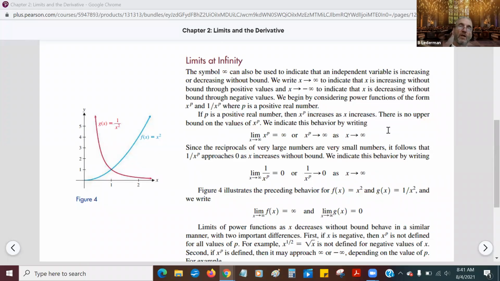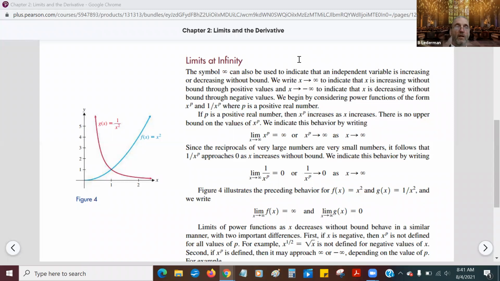Now we're going to look at something which is kind of related, but not exactly the same thing. And that's limits at infinity, meaning the limit as x approaches infinity. As the x value gets bigger and bigger, or if the x value gets bigger and bigger negative, what happens to the y value at that point? Sometimes when the x value gets big, the y value gets big. Sometimes the x value gets big, the y value gets small. There's millions of possibilities here.